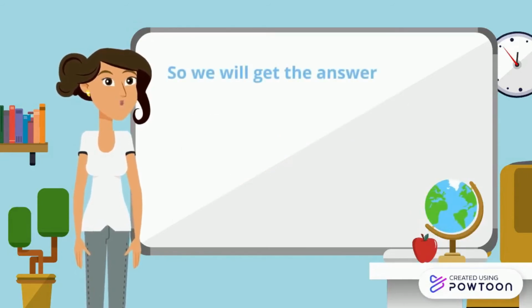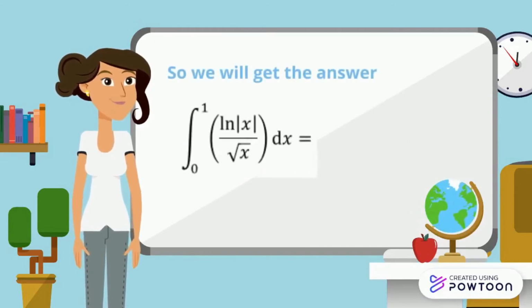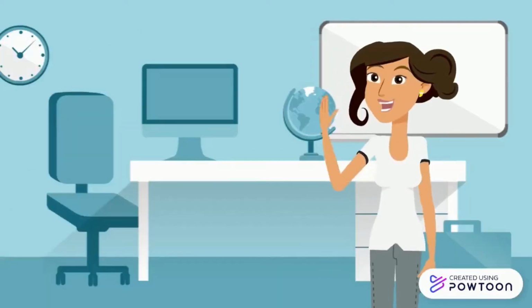The answer for the improper integral from 0 to 1 of ln|x| over square root x dx is equal to negative 4.